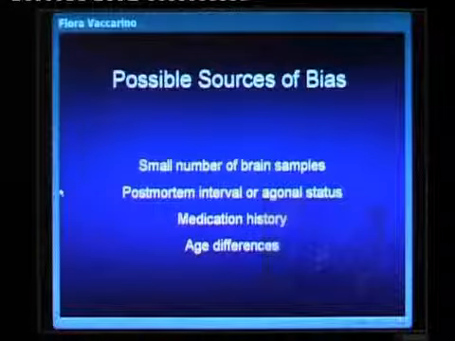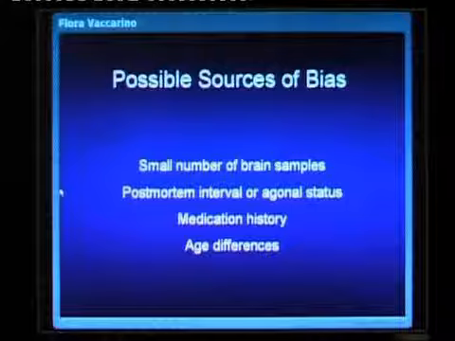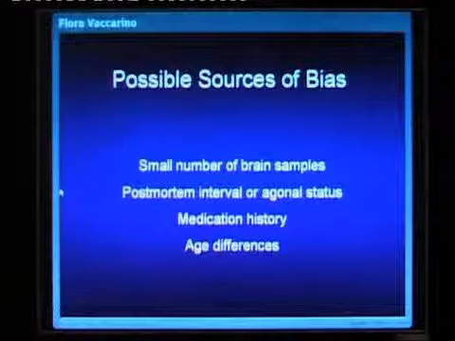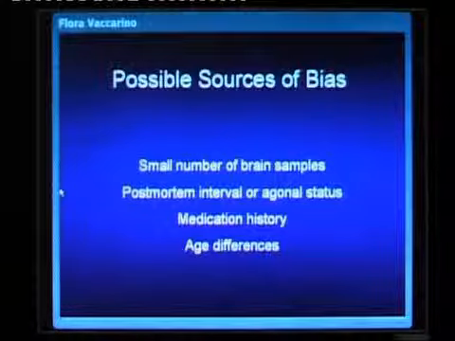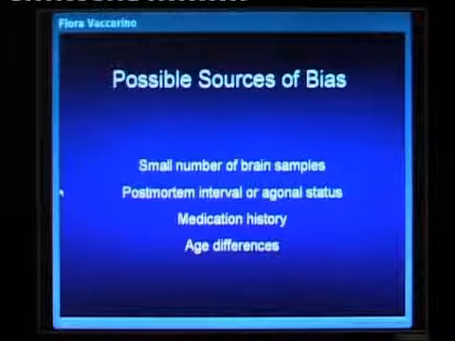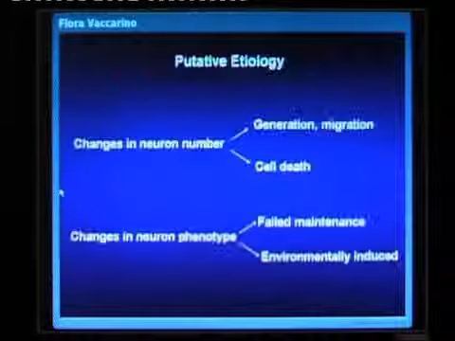So I just also want to point out that there are possible sources of bias in our analysis. First of all, we have only a small number of brain samples. There always could be, in this type of study, effects due to postmortem interval or the way the patients died that may have an effect on what we actually can detect. Also, all the patients were on different types of medications, and there are always age differences, although our patients were all pretty much between the ages of 40 and 60. But nevertheless, there could be possible interferences.